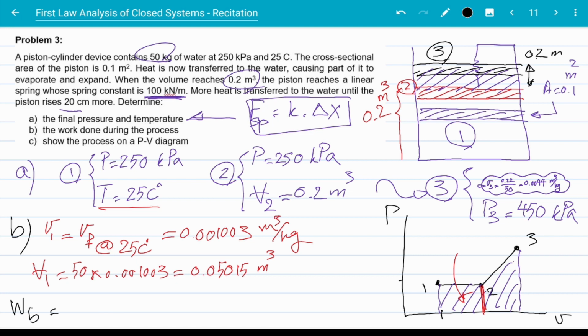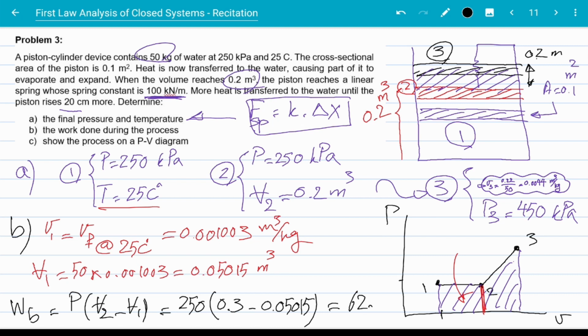Now the boundary work is, as I said, pressure times volume 2 minus volume 1, which will give us pressure is 250 kilopascals times 0.3 minus 0.05015, which is 62.46 kilojoules.